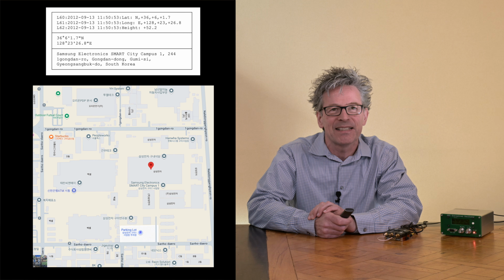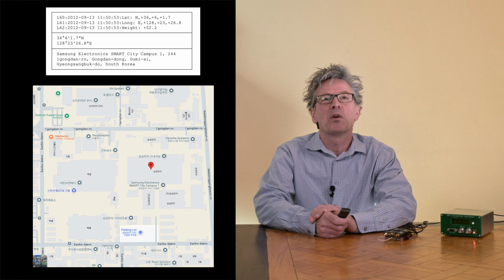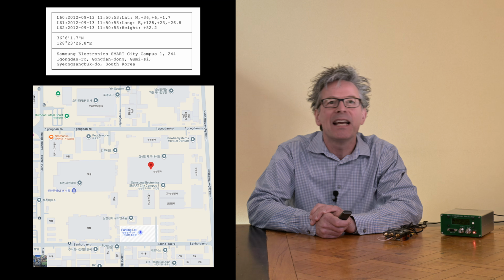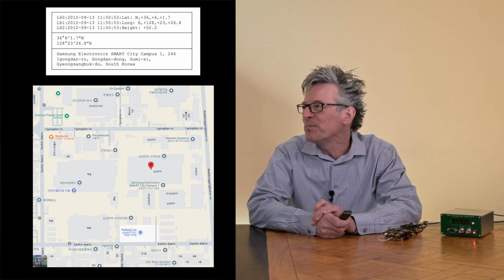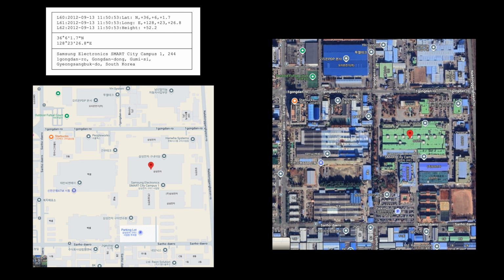If I add in these GPS coordinates in Google Maps, I'm actually getting at the Samsung Electronics Smart City campus, and I see the precise roof of the factory where the antenna of the device was. So it was produced and tested over there basically before it was shipped to a customer.